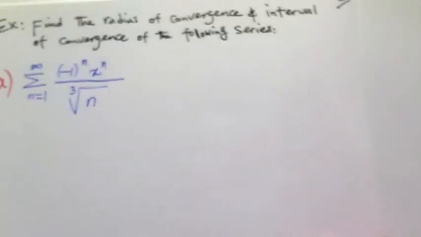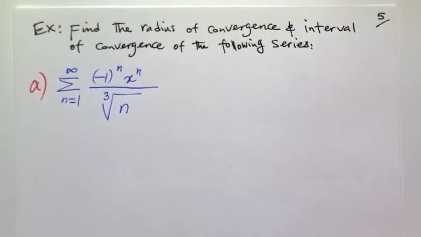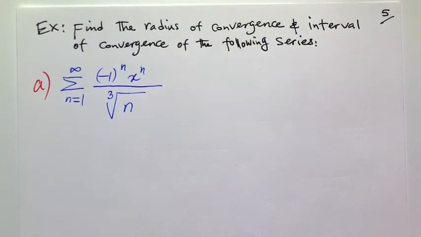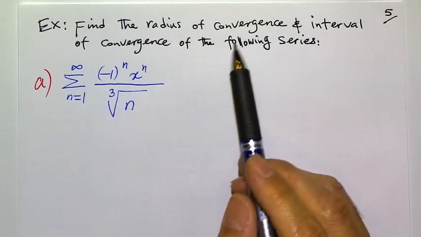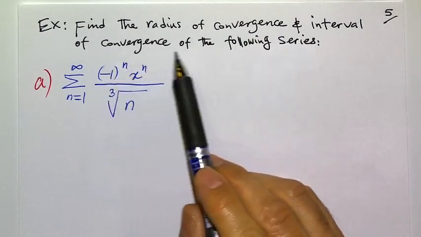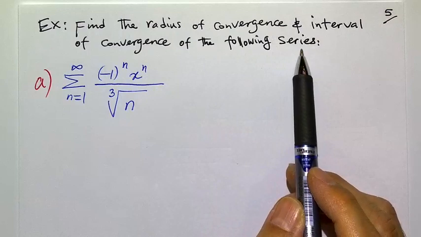Okay. All right, so let's begin to apply these concepts to some examples to see how all of this works. We begin with this example. They want us to find the radius of convergence and interval of convergence of the following series.